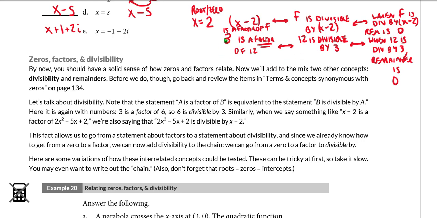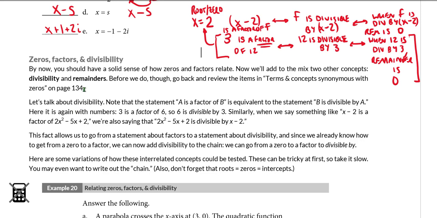So again, we're just taking what we learned a long time ago, probably in elementary school, about factors, divisibility and remainders, and applying that information to what we have learned about polynomial functions, their factors, their zeros, and so on and so forth.